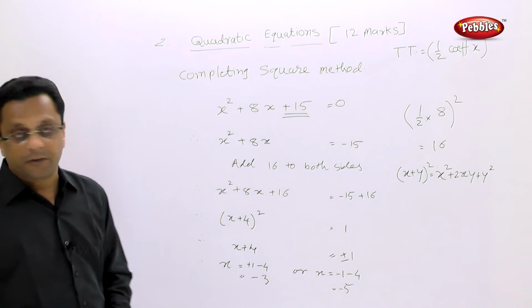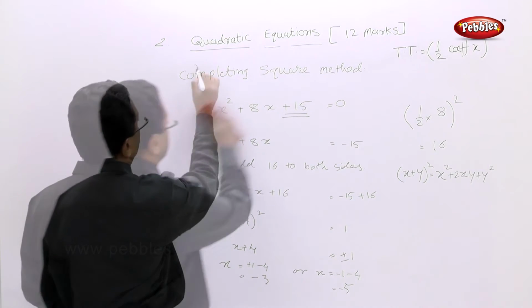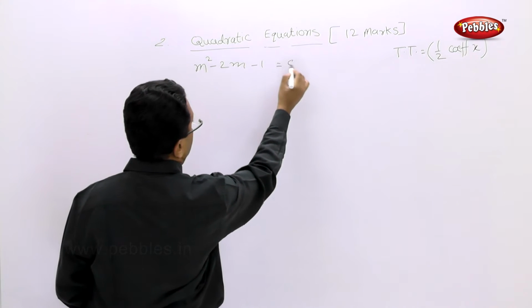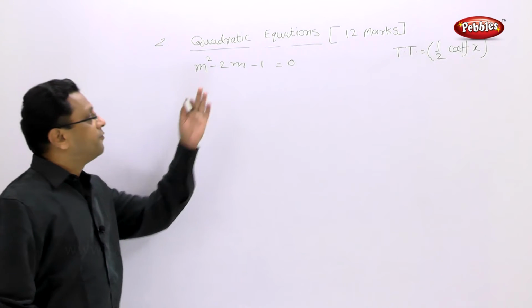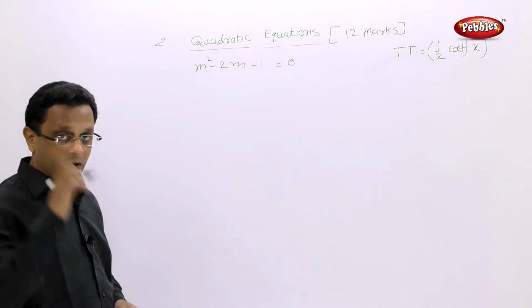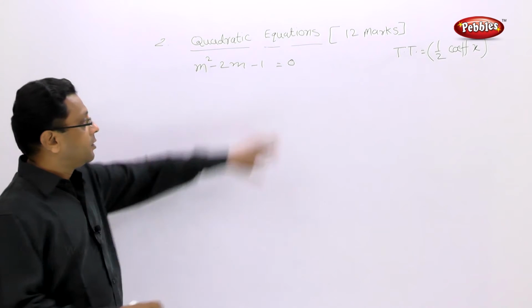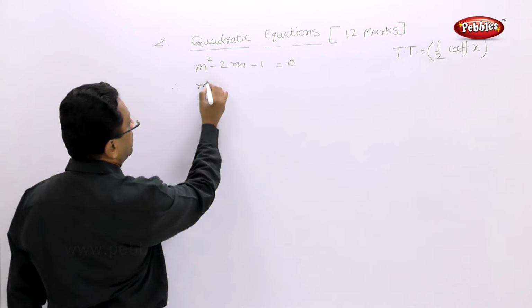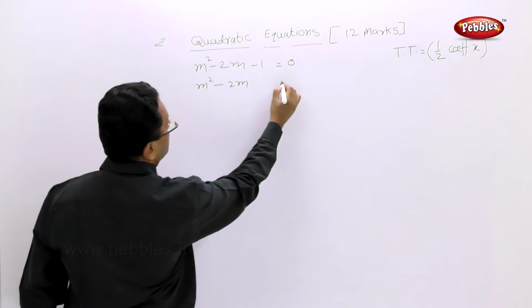Let's see one more example. m square minus 2m minus 1 equal to 0. I want to solve this by the completing the square method. What is the first step? First step is take this to that side. So we'll get m square minus 2m equal to 1.